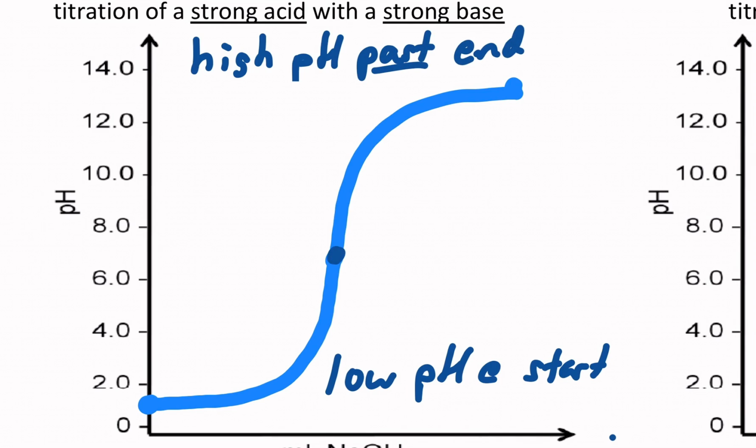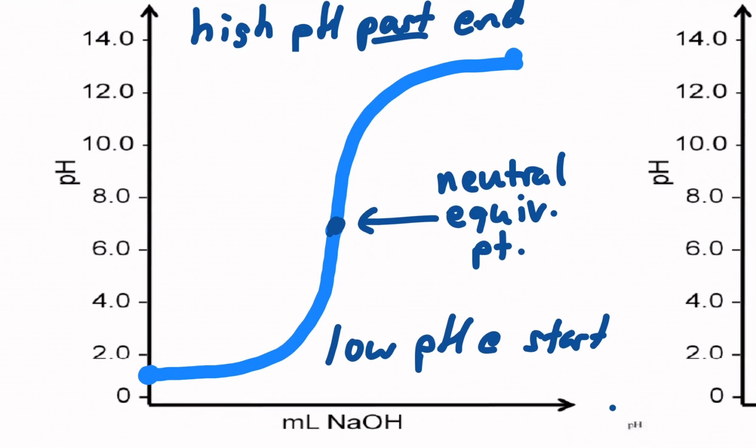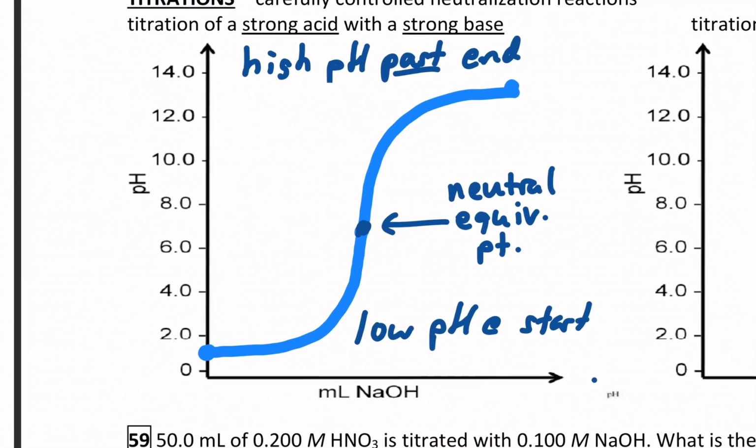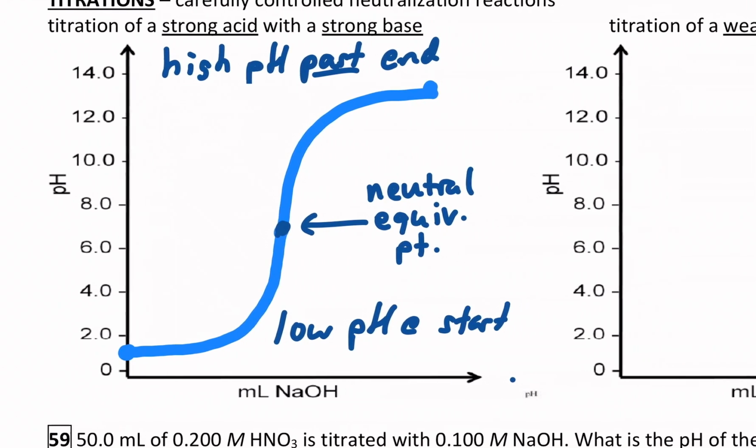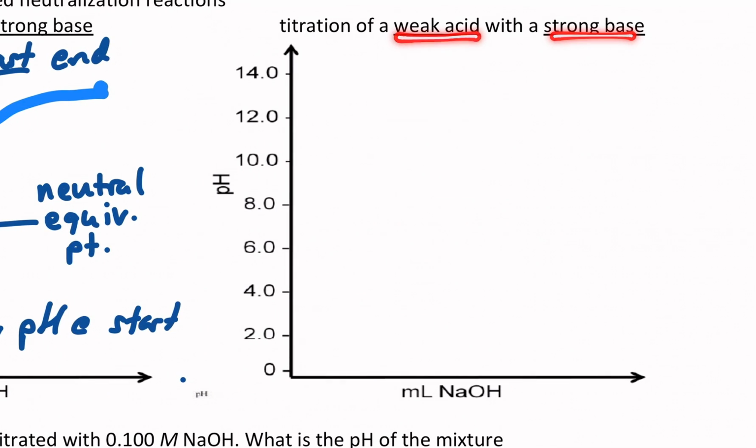And then here, this is key, this is called the equivalence point. It is neutral because we are making a salt between the strong acid and the strong base. And when you have exactly an amount of base to react with however much acid you have, you should hit a perfectly neutral equivalence point.